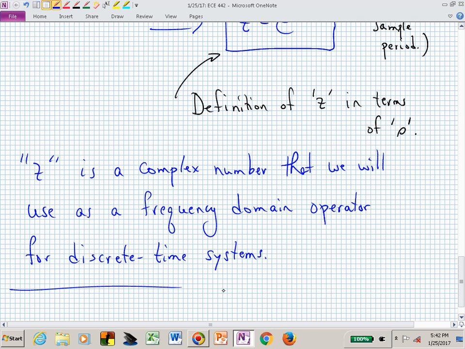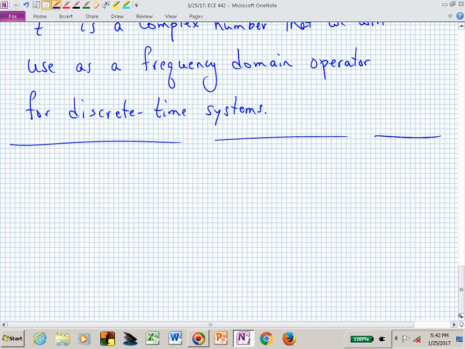If you see z to the minus 1, you can think, oh, that's like a delay in the time domain of 1 sample period. But this is now in the frequency domain. This is now an operator. Let's look at what this corresponds to if we look at points that we're familiar with in the S-plane and map those into the Z-plane.